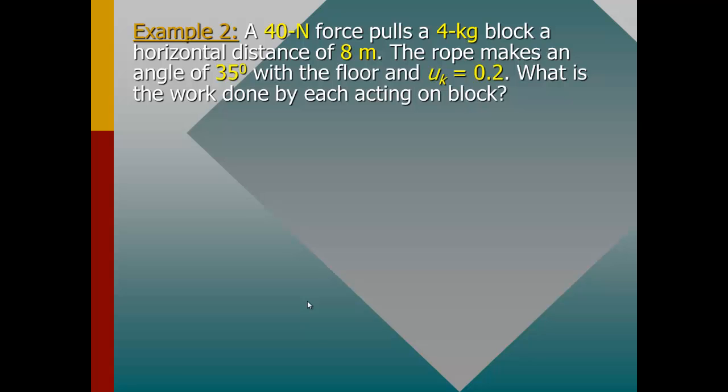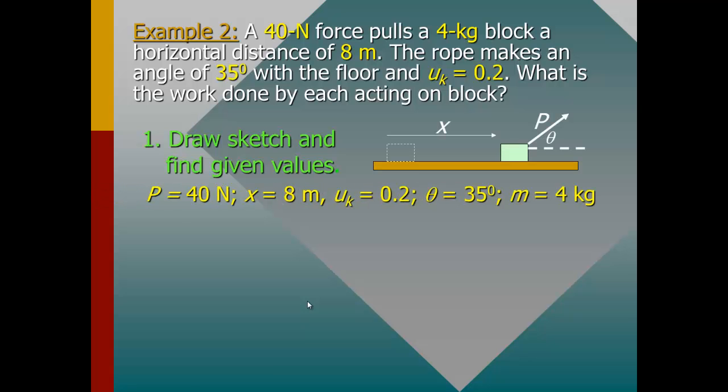A 40 Newton force pulls a 4 kilogram block a horizontal distance of 8 meters. The rope makes an angle of 35 degrees with the floor, and the coefficient of friction is 0.2. What is the work done by each force acting on the block?